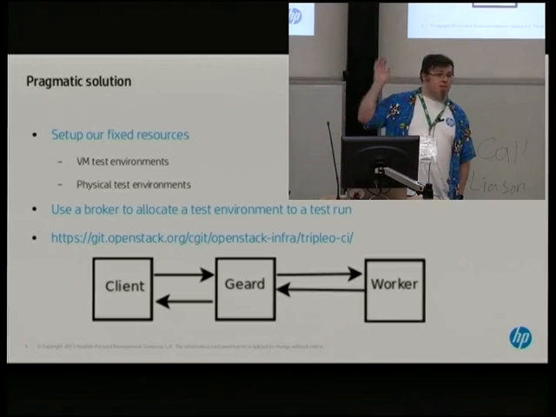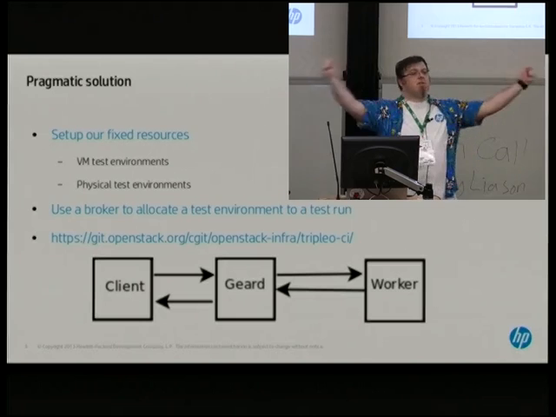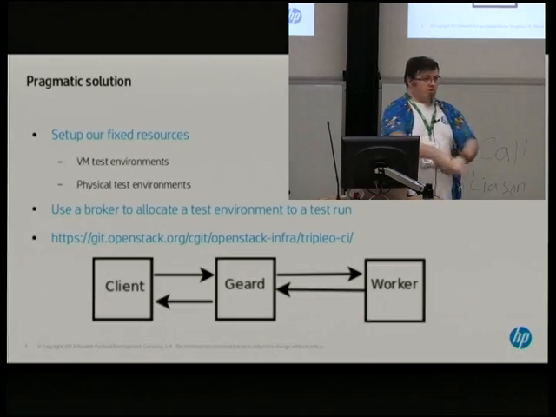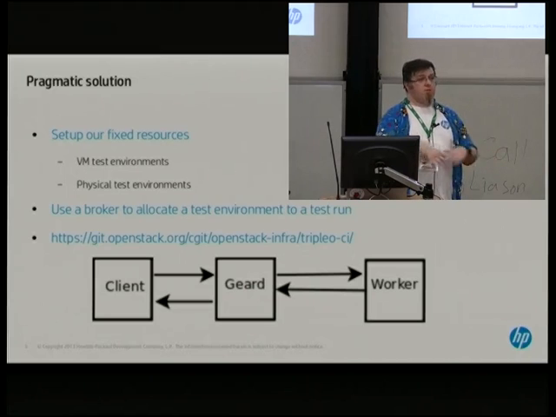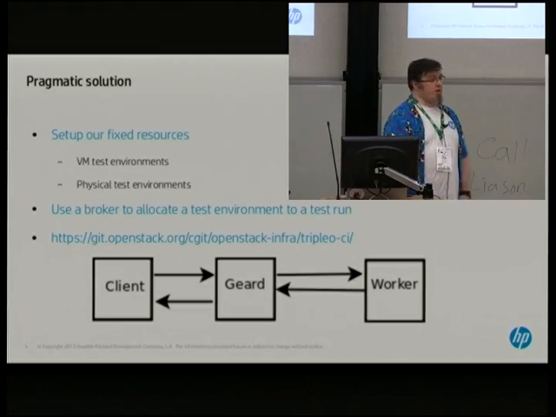So our dynamic slave comes along, test starts, it says, give me a test environment. The broker comes back and says, here's a test environment, and you run your test, and if the test crashes, the environment gets freed. If the broker crashes, the environment gets freed. If anything goes wrong, the environment gets freed. It's available for the next one.